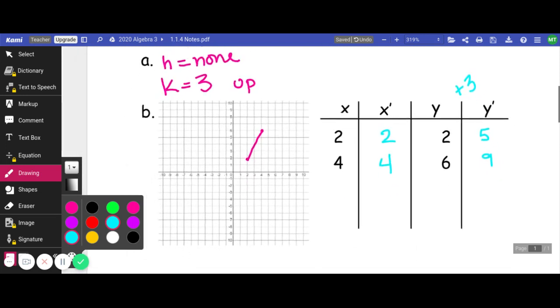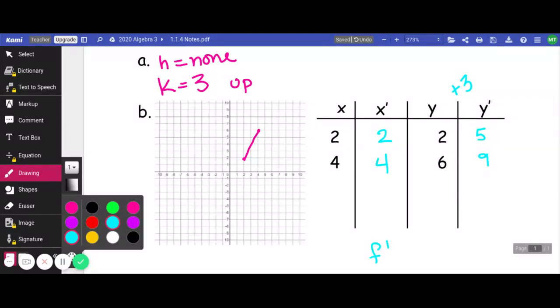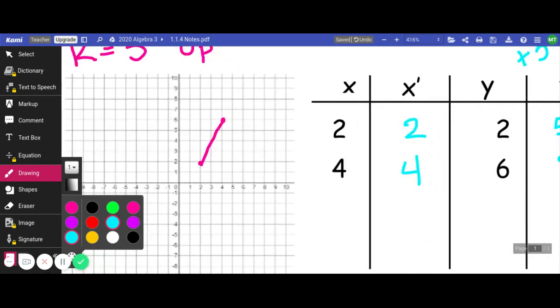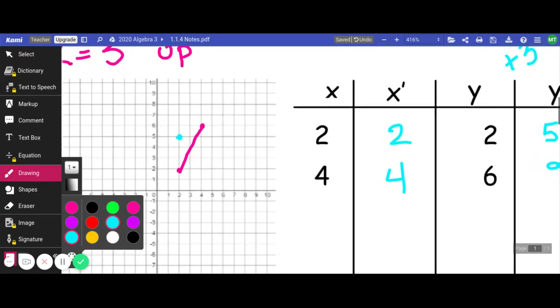We call it f prime of x, which we will get into several days from now. So now I want to graph 2, 5 and 4, 9. Just taking this point and moving up 3, probably 99% of you could have figured that out with the graph. You just go up 1, 2, 3, 1, 2, 3, and you're done.